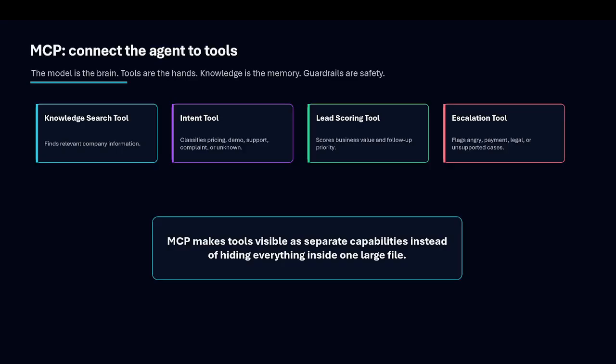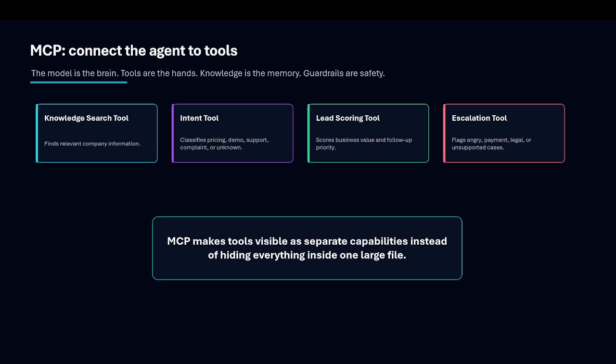Now let us understand MCP. MCP stands for Model Context Protocol. In simple terms, MCP is a way to expose tools to an AI agent in a standard format. Instead of putting every function inside one file, we create a tool server. The agent can then call tools from that server.